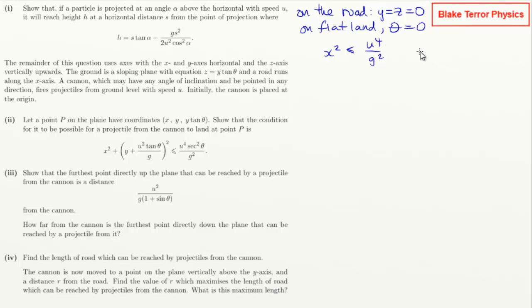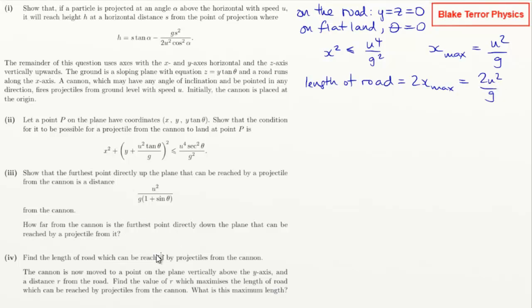So we've got the maximum distance, x max, is equal to u squared over g, and we could fire it in either direction. So the length of road is equal to 2x max, which is equal to 2u squared over g.